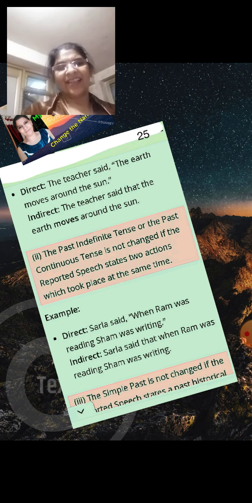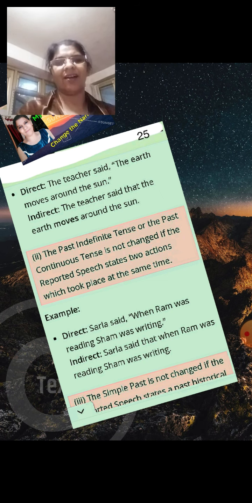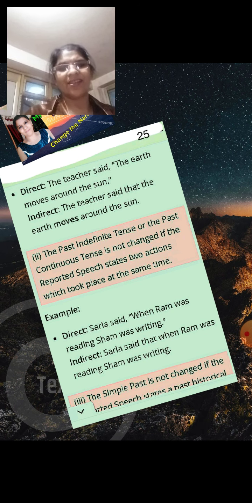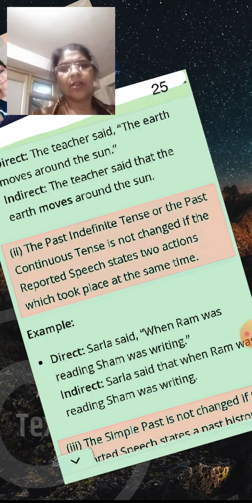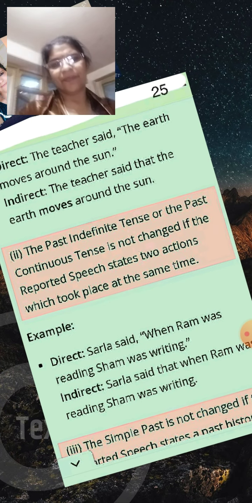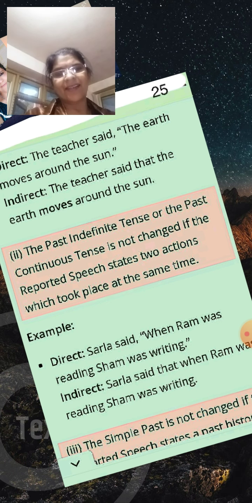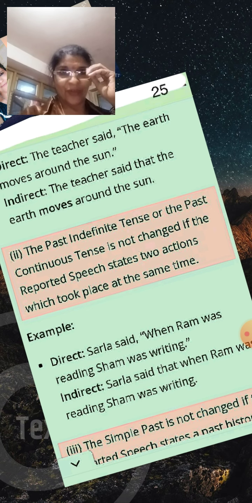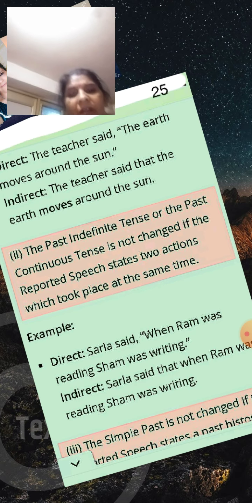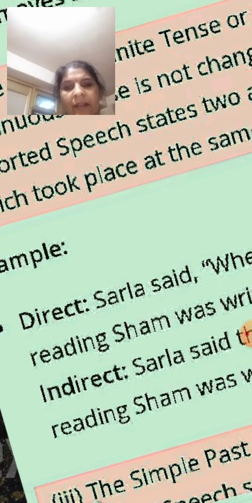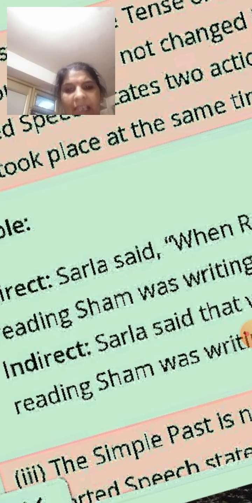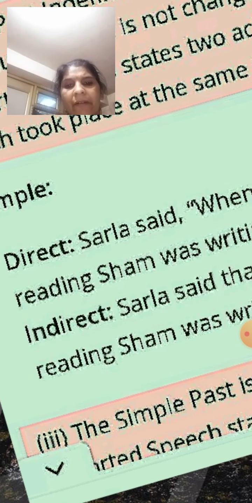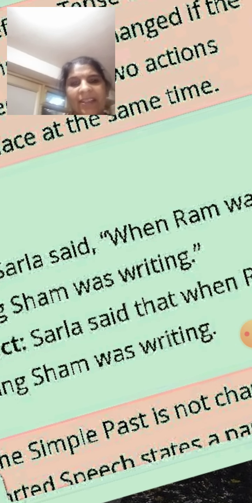The past indefinite tense or the past continuous tense is not changed if the reported speech states two actions which took place at the same time. Example. Direct: Sarah said, when Ram was reading, Shyam was writing. Indirect: Sarah said that when Ram was reading, Shyam was writing.